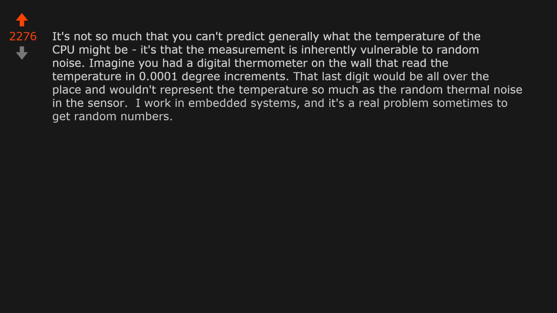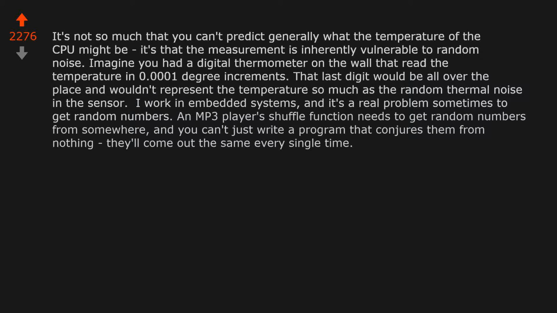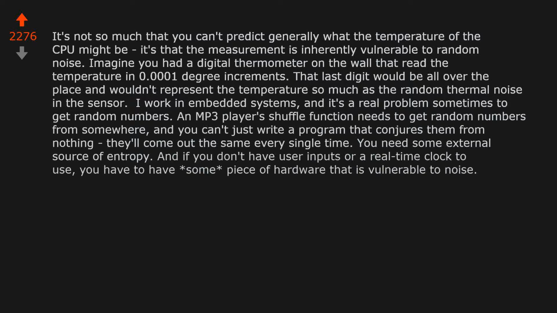I work in embedded systems, and it's a real problem sometimes to get random numbers. An MP3 player's shuffle function needs to get random numbers from somewhere, and you can't just write a program that conjures them from nothing. They'll come out the same every single time. You need some external source of entropy. And if you don't have user inputs or a real-time clock to use, you have to have some piece of hardware that is vulnerable to noise.